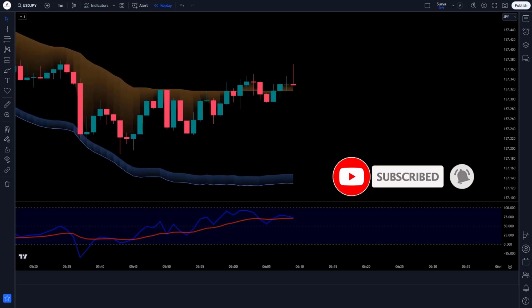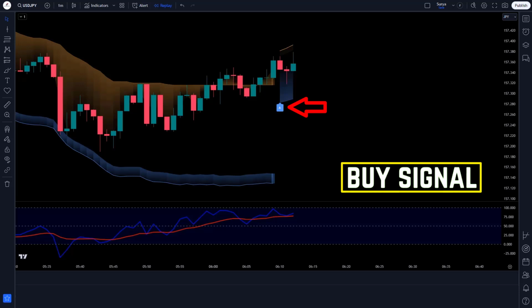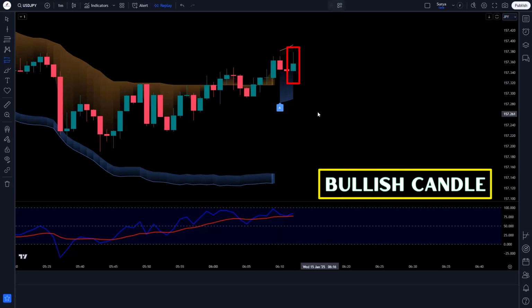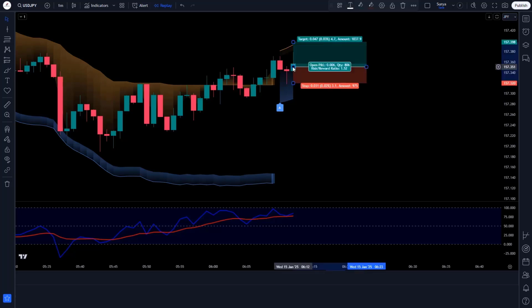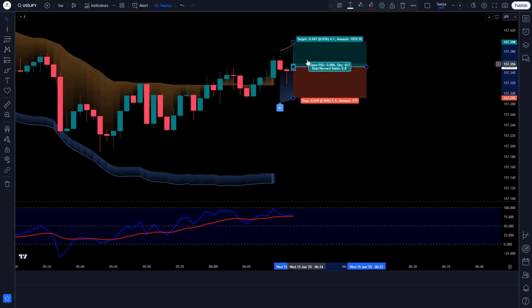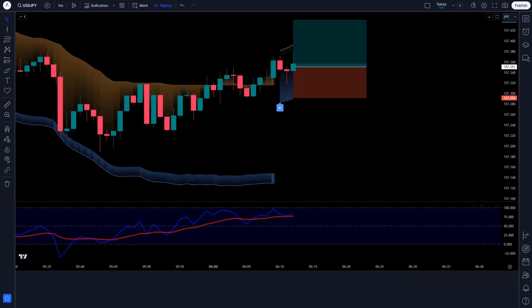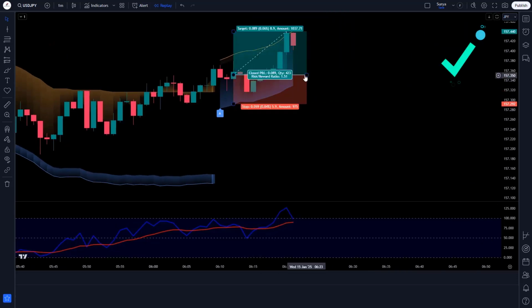Friends, let's see some examples of trades. When Kalman Step Signals Indicator gives us a buy signal, then the line of CCT Bollinger Band Oscillator Indicator should be above 50 level. When the market forms a bullish candle, if these conditions are met, then we will take a buy order. Our stop loss is to be kept at the previous low of the market, and the risk to reward ratio will be 1 to 1.5. Let's see what happens to our trade. We have won the trade.